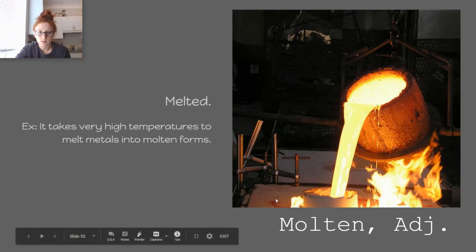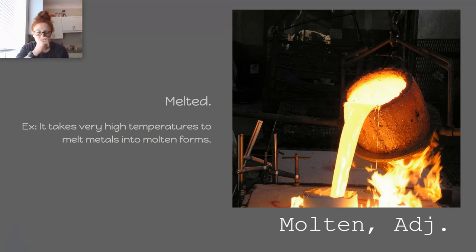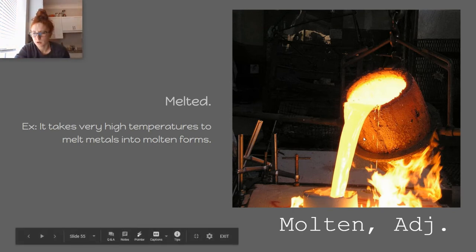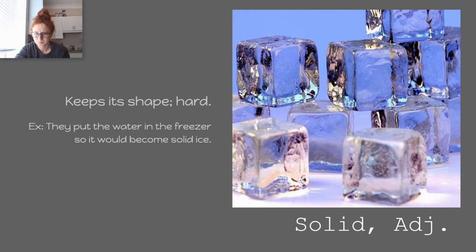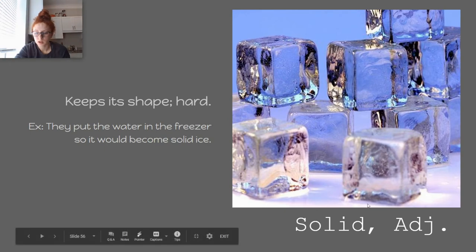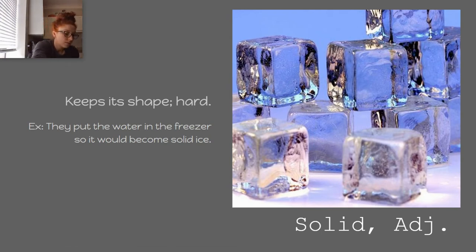Molten. Molten means melted, okay? It takes very high temperatures to melt metals into molten forms. So there's melted metal. Solid. Solid is something that keeps its shape, okay? My glasses case, solid. My pen, solid, okay? All solids.